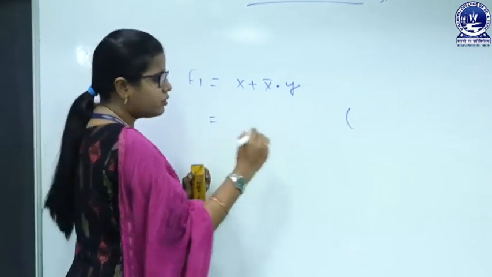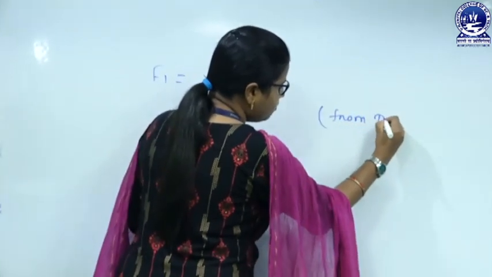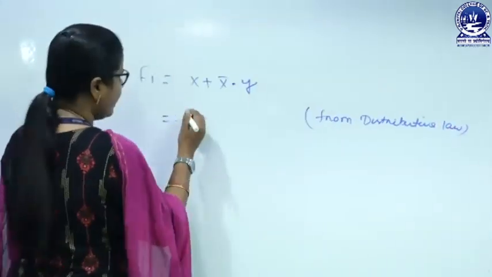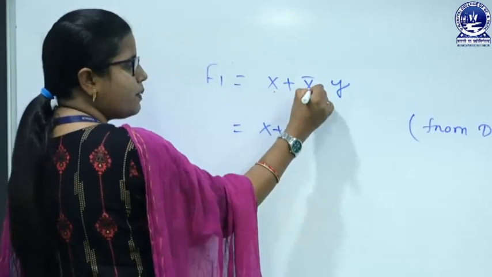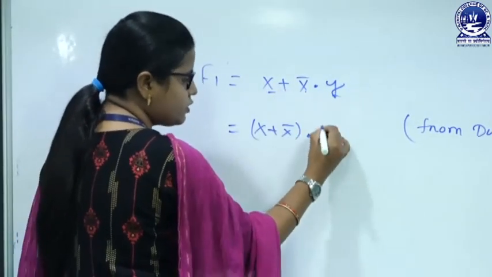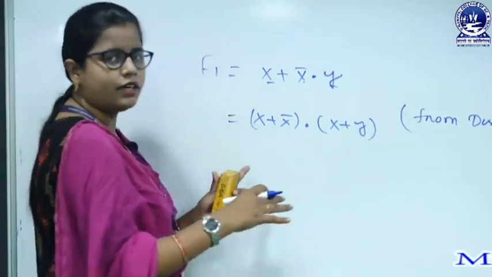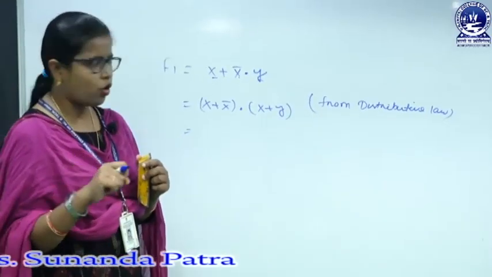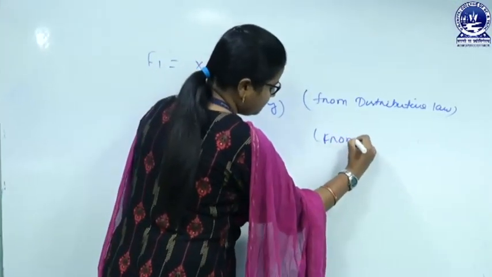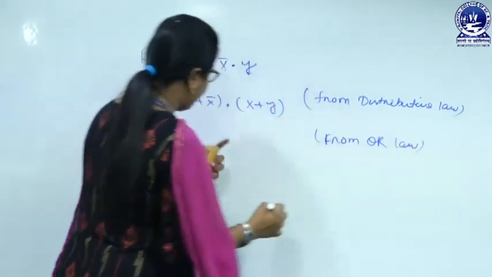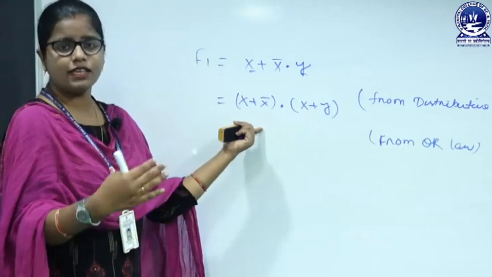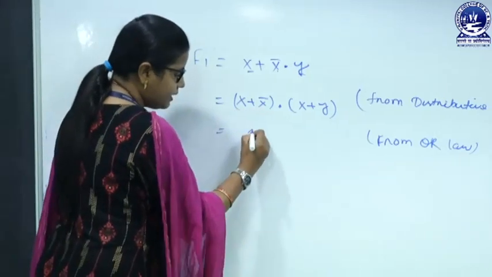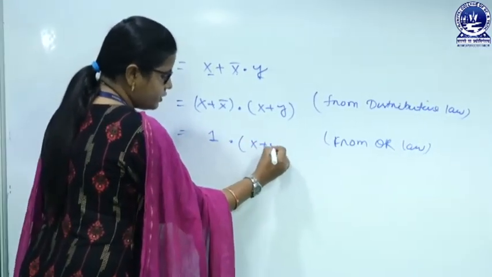Here I am applying the distributive law, so you can write from the distributive law, and we get x plus x complement into x plus y. This is what we have already covered in the distributive law. Now x plus x complement, what is this? This is the OR law. So from the OR law, we know that x plus x complement, any literal with its complement, when they are ORed, we will get a 1. So x plus x complement is 1 into x plus y.